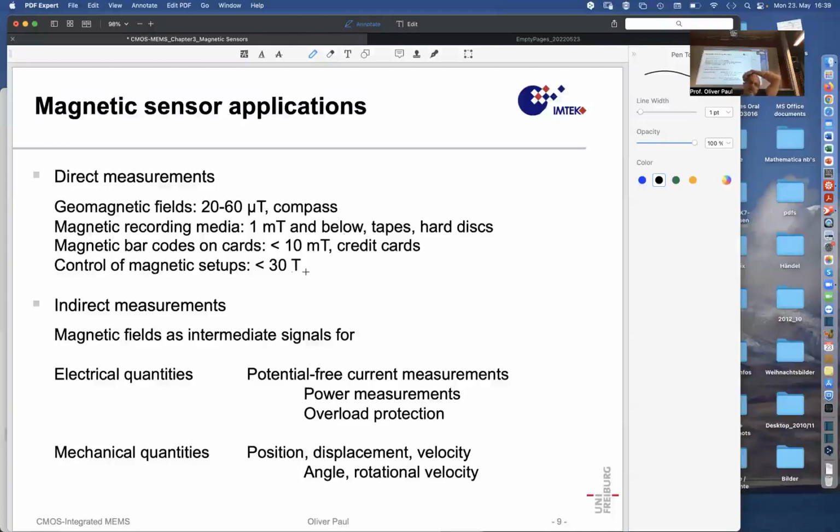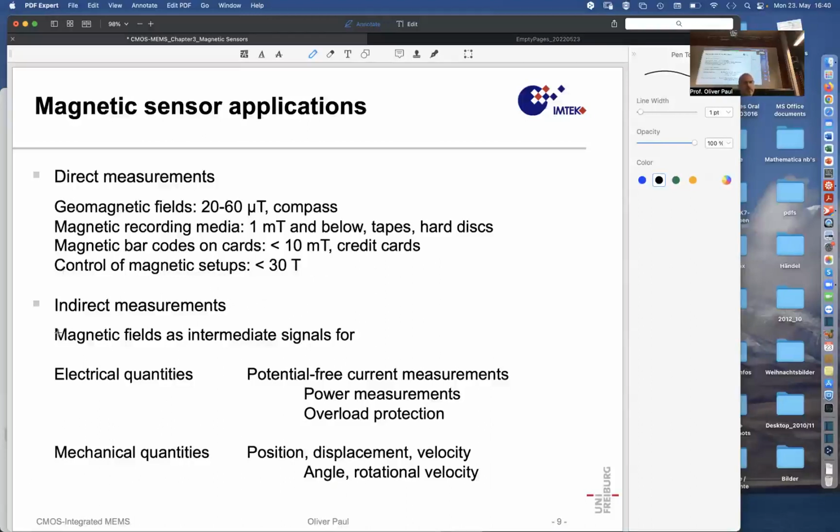And then in 1 or 2 labs around the world, they reach 100 Tesla, but only in pulses. So they charge up huge capacitors, and then the whole energy goes for a short while, and everything heats up, and before everything melts, the pulse is over.